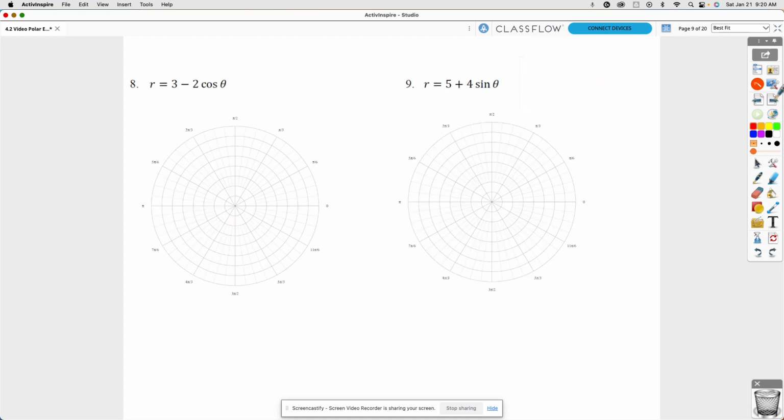All right, next one. We have 3 minus 2 cosine theta. So our A here is equal to 3. Our B is equal to 2. 3 divided by 2, that's equal to 1.5. Okay, which is between 1 and 2. So this one is a dimpled limaçon.